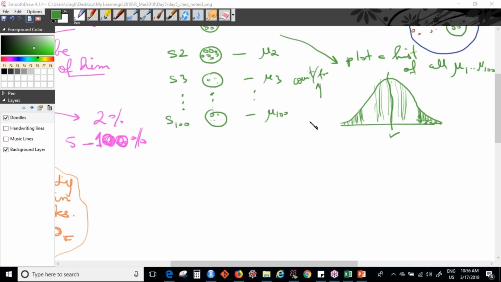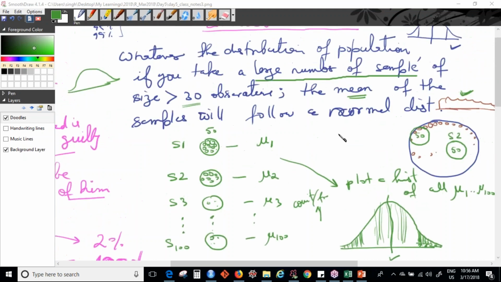Okay, the sample mean as well as the sample sum. Even if you had taken the sum of the sample, it would still have followed a normal distribution. So sample mean and sample sum, they follow a normal distribution.